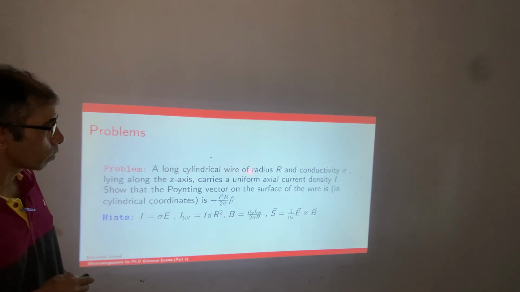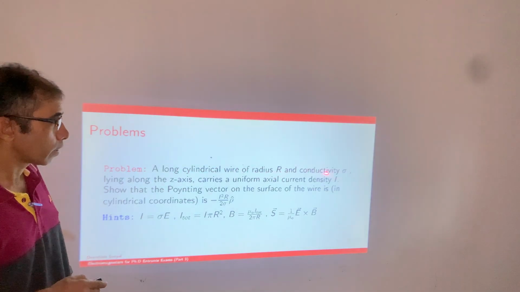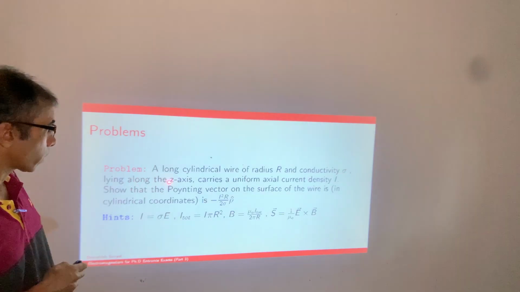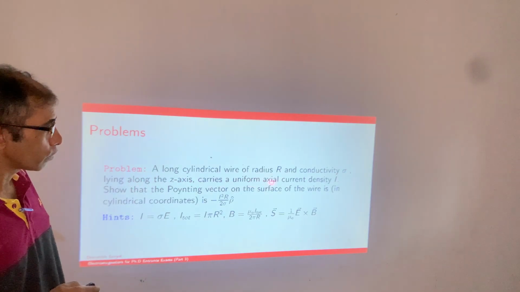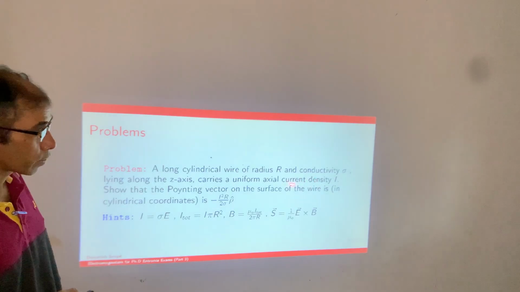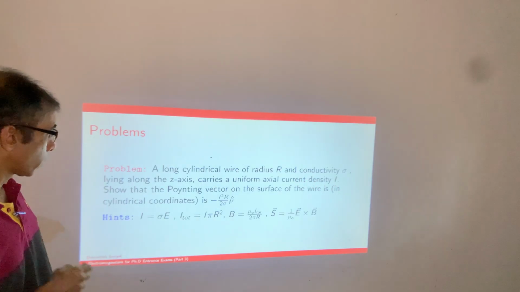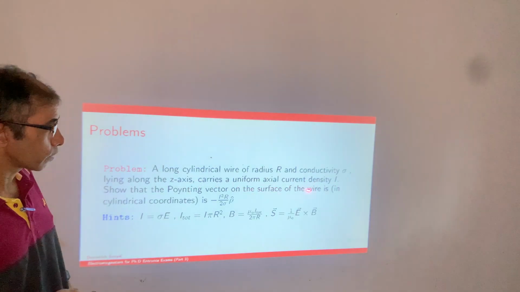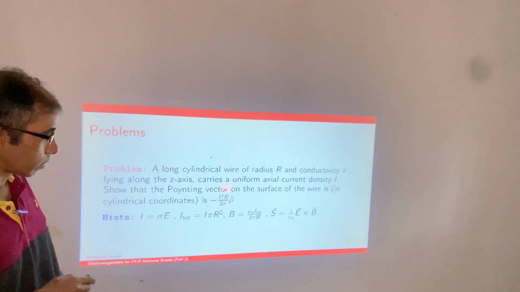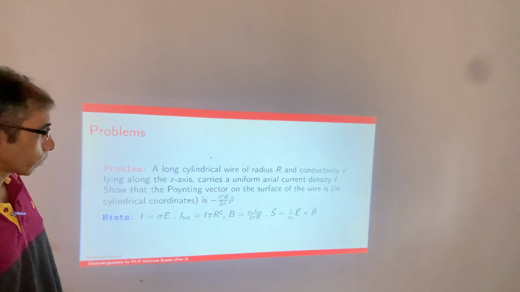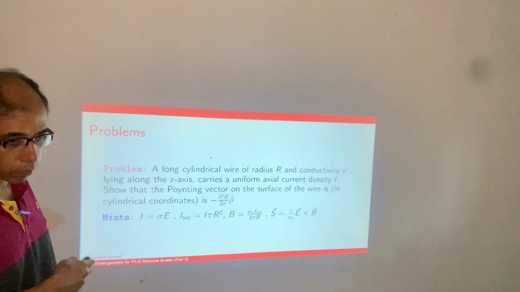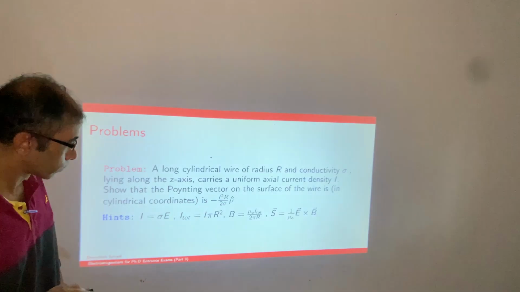A long cylindrical wire of radius r and conductivity sigma, lying along the z axis, carries a uniform axial current density J. Show that the Poynting vector on the surface of the wire is this. This is what we have to show, in cylindrical coordinates. So we are using cylindrical coordinates.